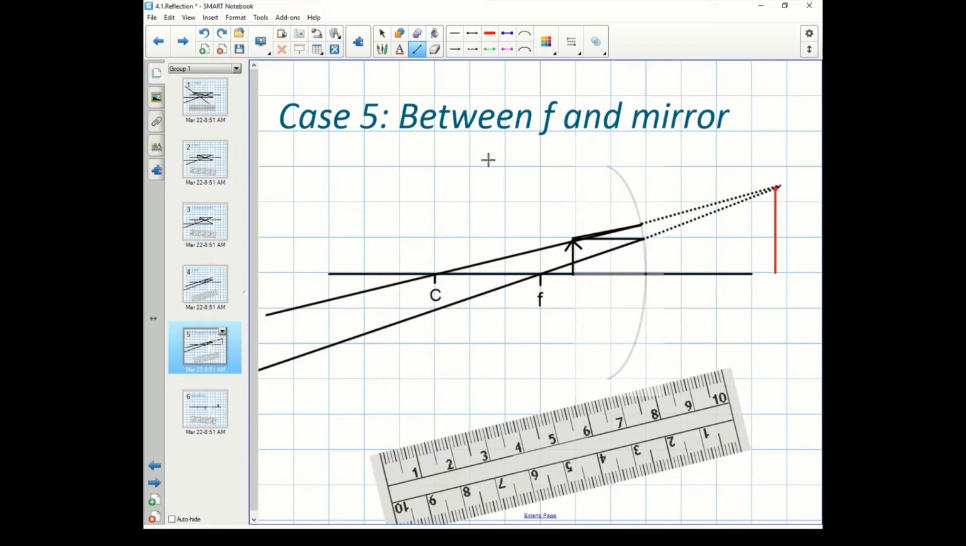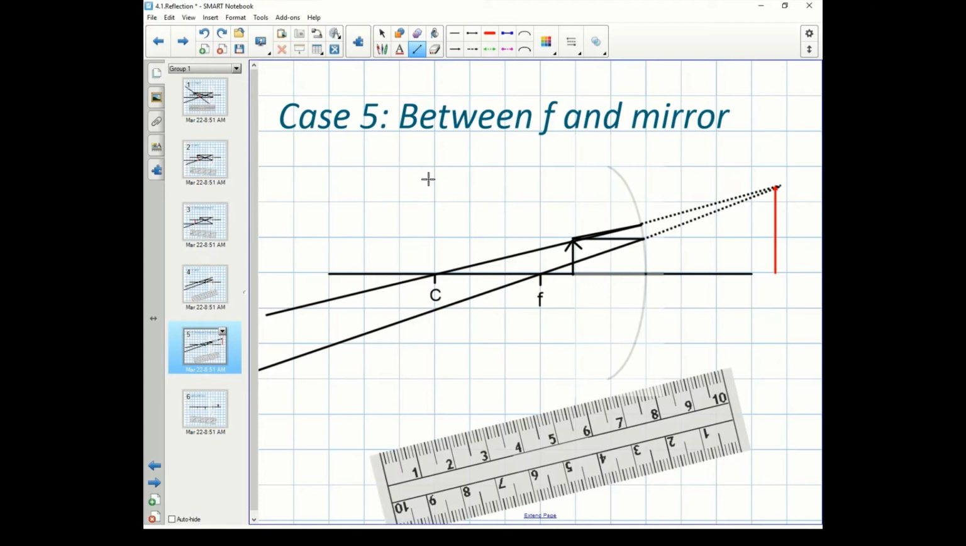So the characteristics of the image that we produce is it's definitely bigger, it's larger, okay? It's erect because it's above the principal axis, and it's virtual because now it's on the inside of the mirror there. So that's what our image looks like. Okay. So you need to know and memorize these characteristics. We'll do a summary chart at the end of the lesson to sum all this up.